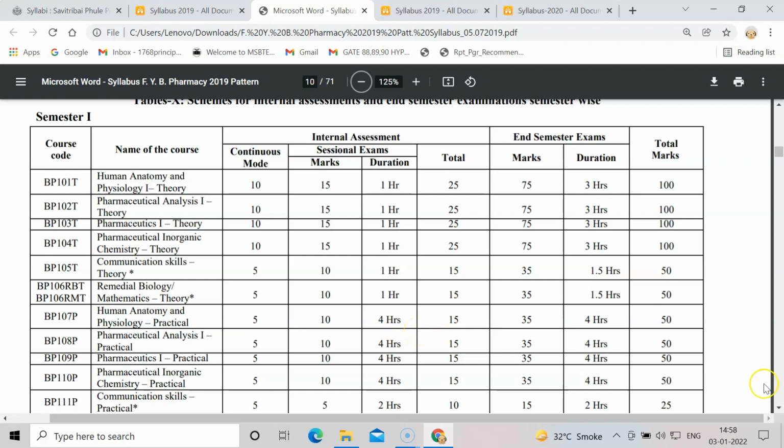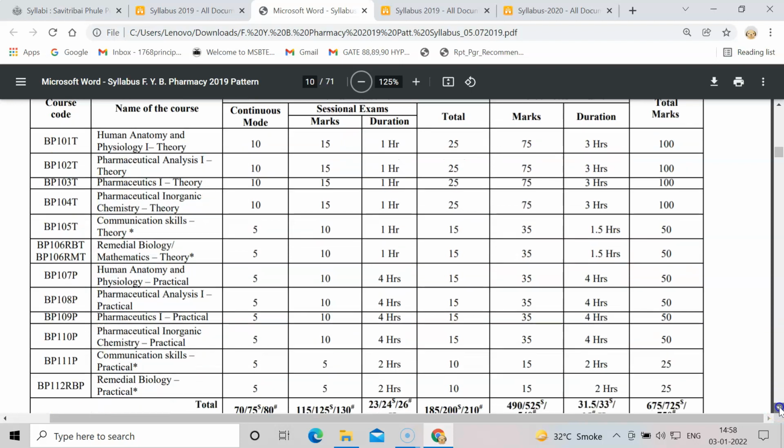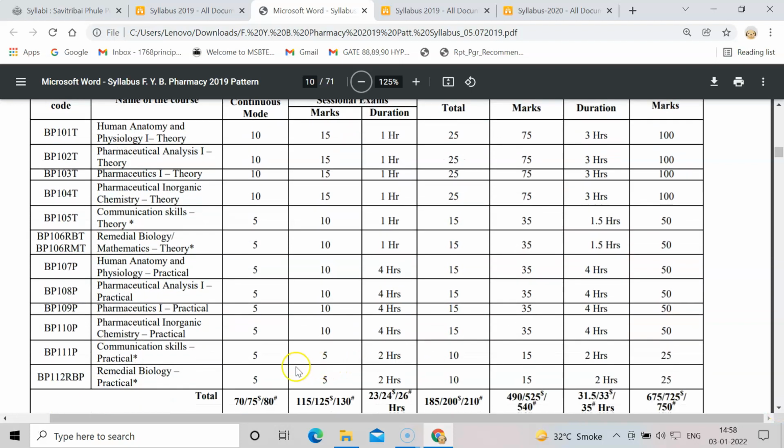Now in a similar way, biology will also have a practical. For the students who have biology, it will be only for 25 marks. External or end semester will be of 15, and 10 will be for internal assessment. Out of that, 5 will be for sessional examination, and 5 will be for continuous mode.